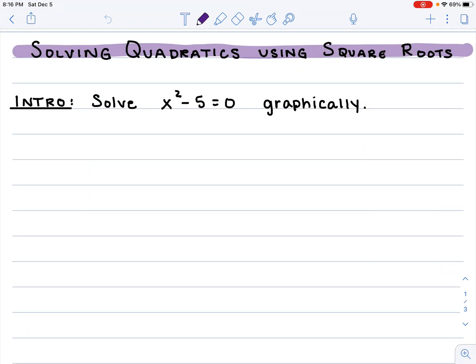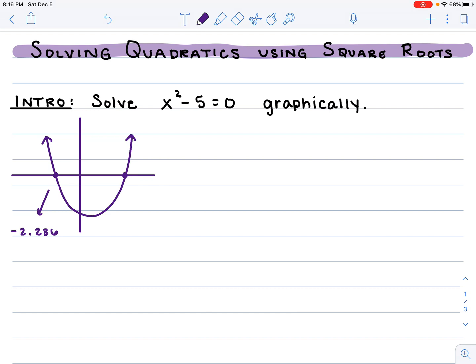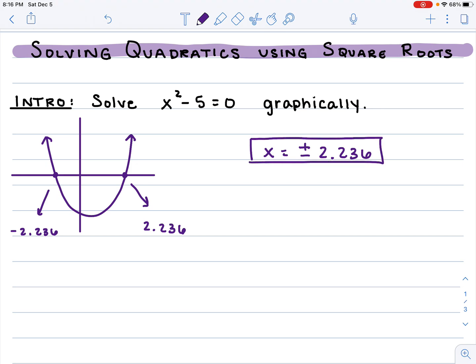So I'm going to draw it into my notes real quick so I have a visual of that. So I had one root right here, and that first root was at negative 2.236. And I had another root right here, which was at positive 2.236. So my solutions were positive and negative 2.236. Okay. Now, those aren't the exact answers there because I did round.